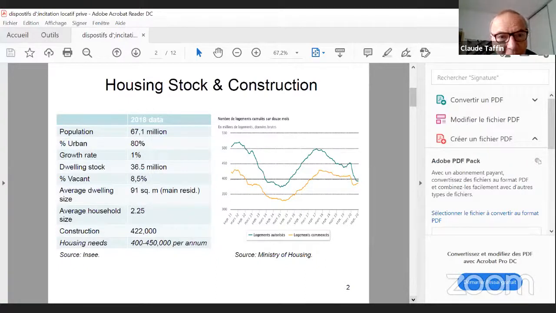First, I mentioned the parallels between France and Tamil Nadu. First, we have the same population, more or less, right? And for the rest, of course, France is very urban. We have a small average household size because we have an old population.